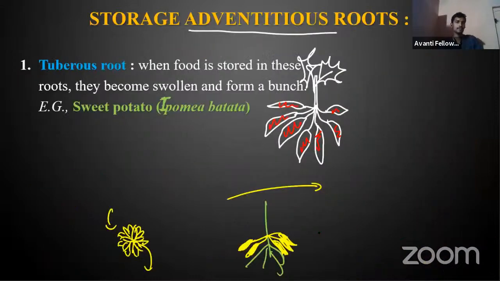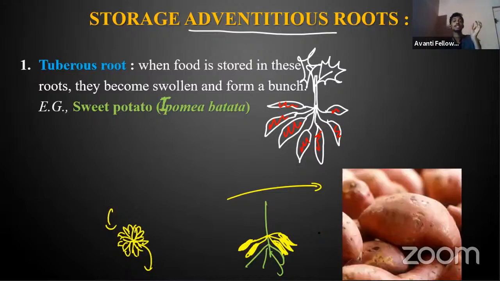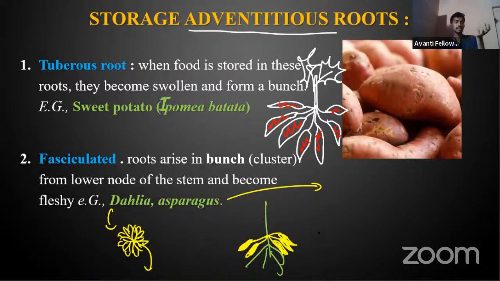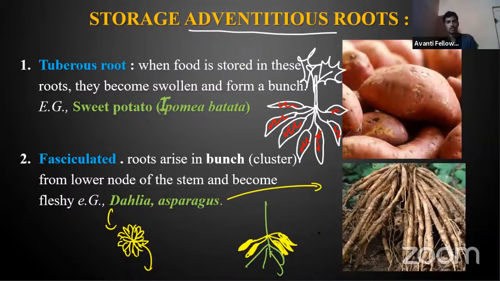If you go for the adventitious roots, the first is storage, that is the tuberous root. Tuberous roots are like multiple branches of the roots which help in food storage, for example sweet potato, a swollen kind of thing. Fasciculated means these roots arise from the stem. Remember, tuberous arises from the root only. Fasciculated roots arise from the last stem node, still a root only, and they are fleshy in nature, like dahlia and asparagus.